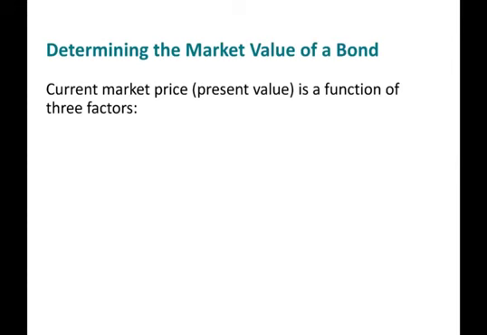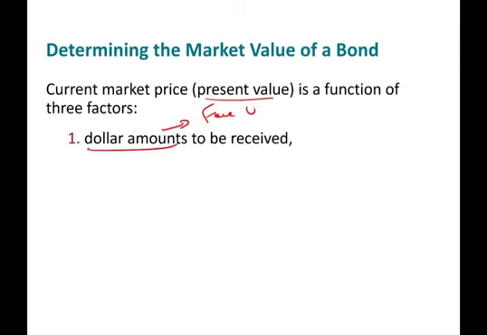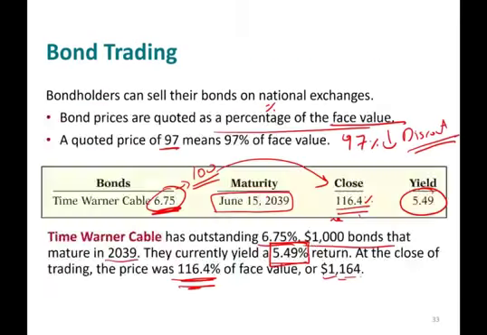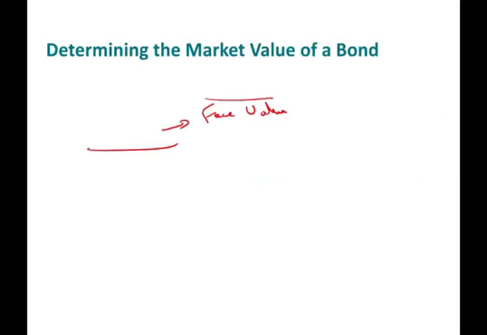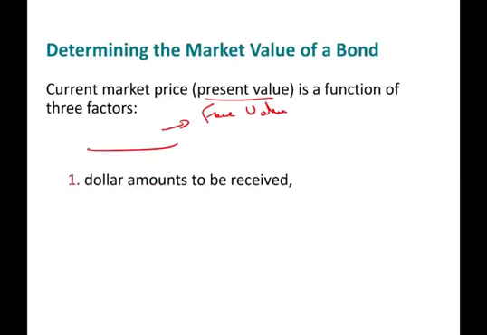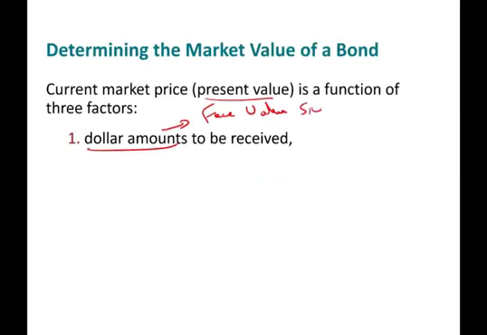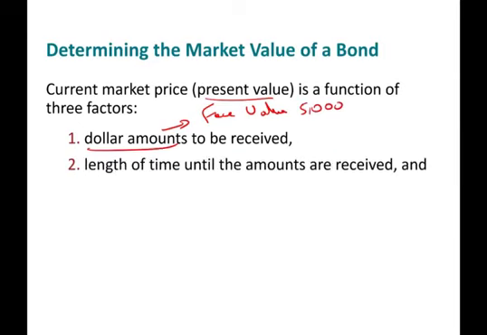Current market price, which is the present value, is a function of 3 factors. So when you value a bond, in other words, if you want to find the price of the bond, you value 3 factors. 1, the dollar amount to be received. This is the face value. For example, in the bond of International Minerals and Chemical Company, the face value was 5,000. That's how much you would receive if you have this bond.